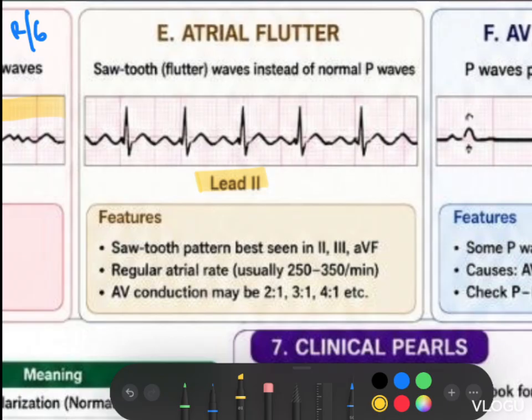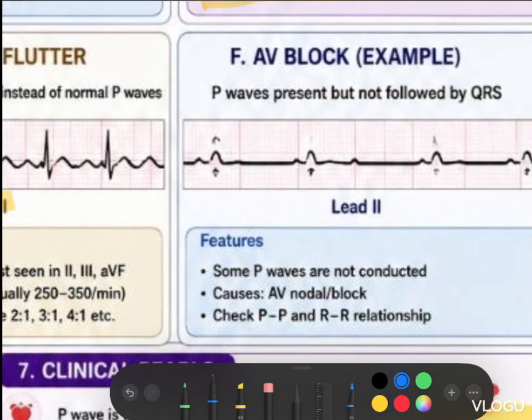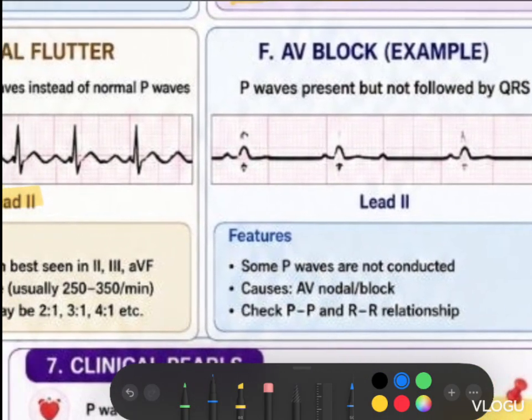So next, in clinical correlation, in atrial flutter we can see a sawtooth pattern. These sawtooth flutter waves you can see are not normal P waves, so you can't see any P wave here. The AV conduction may be like 2:1, 3:1 or 4:1. Regularly, the atrial heart rate will usually be 250 to 350 beats per minute.